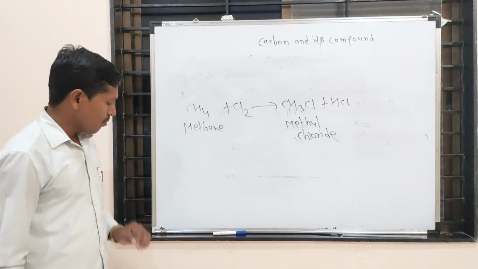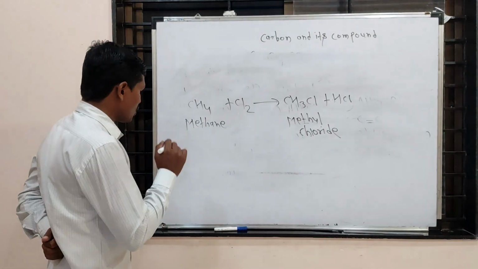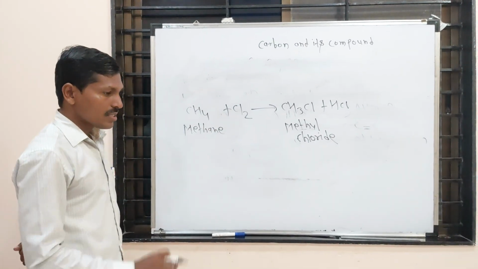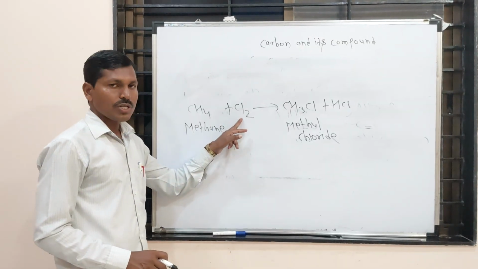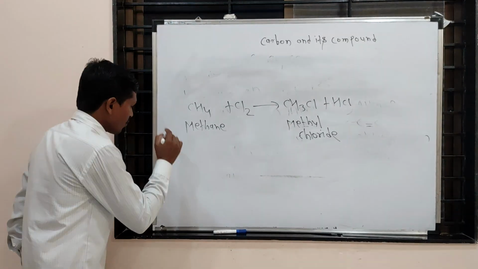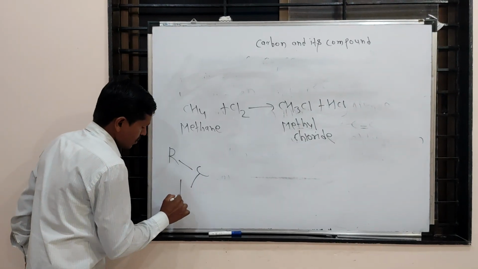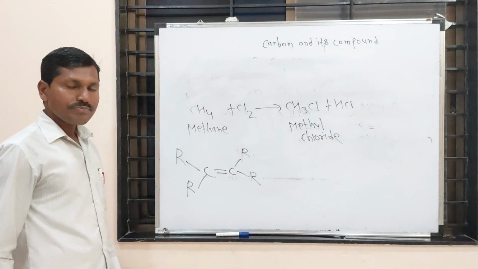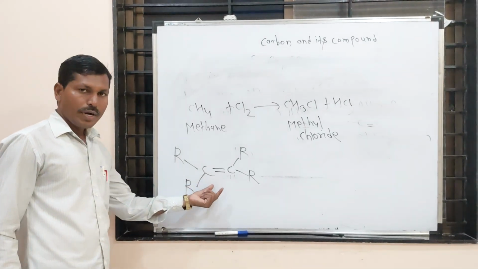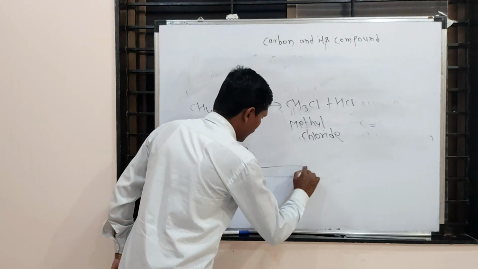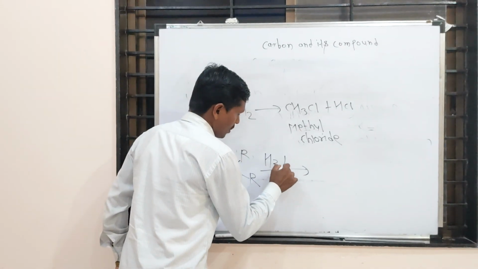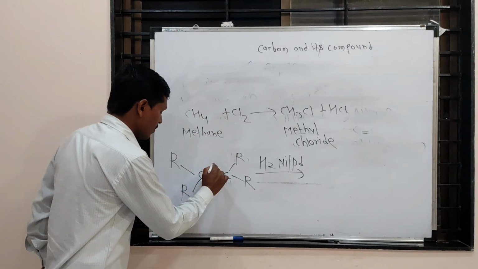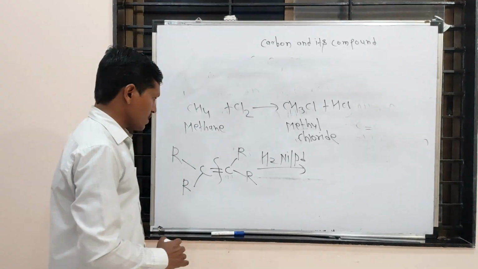Now only one more reaction we will discuss, that is the addition reaction. As I told you, methane, the simplest hydrocarbon, undergoes the substitution reaction. So we will take one simple alkene, R, C, R, double bond C, R, R. This is the alkene, which is called an unsaturated hydrocarbon. It undergoes the addition reaction in the presence of a catalyst, nickel or palladium. So here, across the double bond, there is addition of hydrogen.